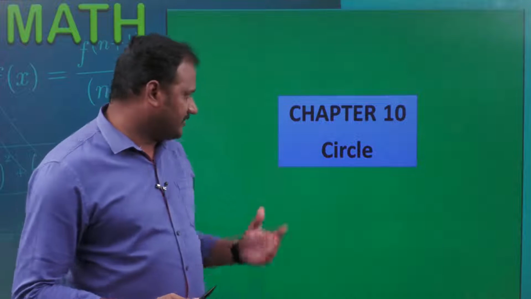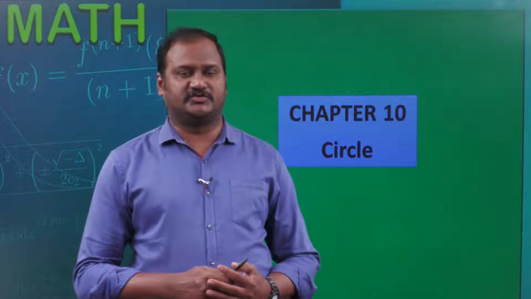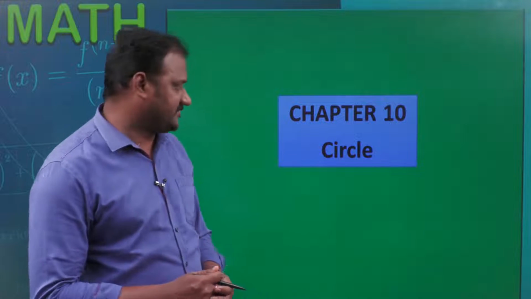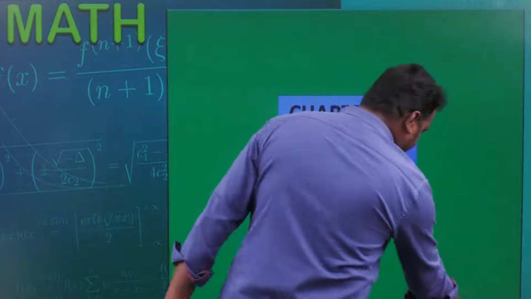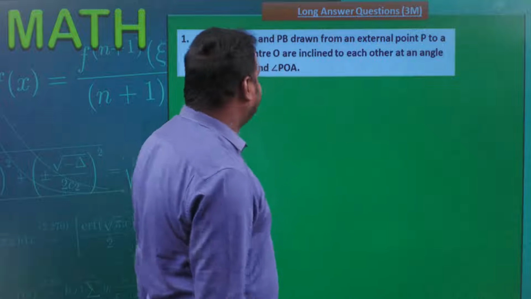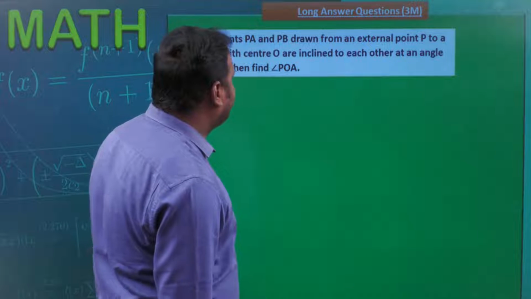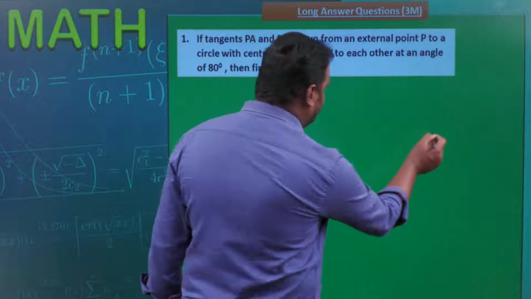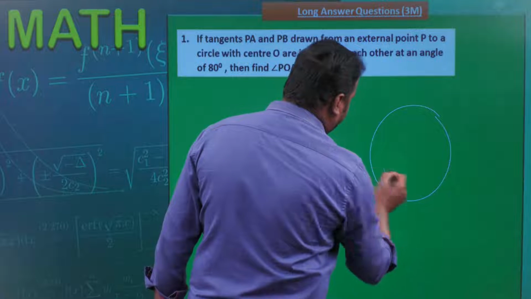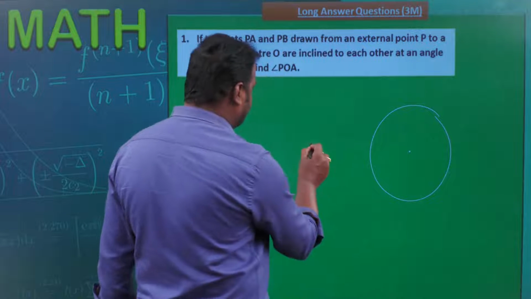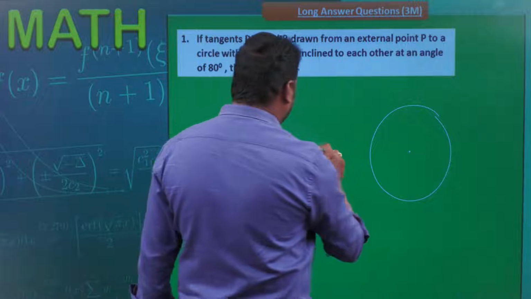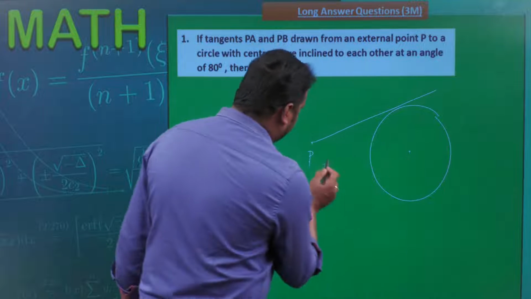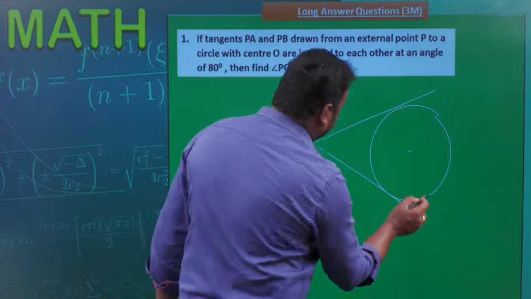Now in this module we are going to discuss 2 marks problems which are given frequently in board examinations from the chapter Circles. So coming to the first problem: if tangents PA and PB are drawn from an external point P, so this is a circle, this is the center of the circle, this is a point P. PA is one tangent and PB is another tangent drawn to the circle.